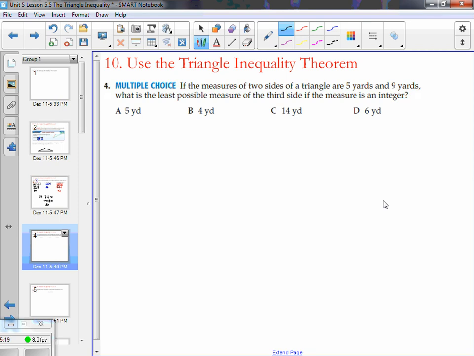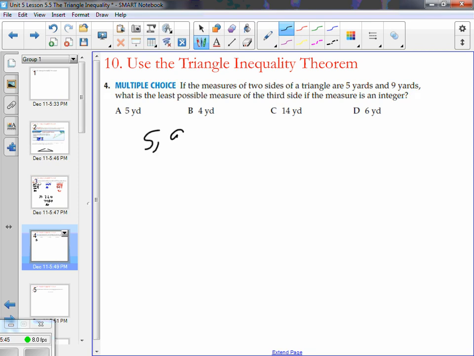If the measures of two sides of a triangle are 5 yards and 9 yards, what is the least possible measure of the third side if the measure is an integer? Question? We have one vote for 5. Another vote for 5. Lots of votes for 5. All right. My guess is you worked it out this way.